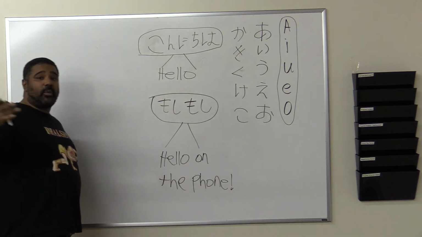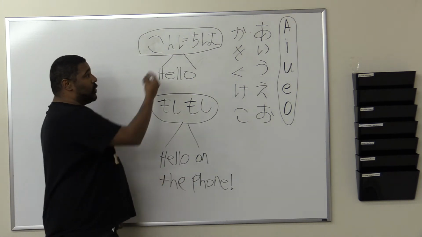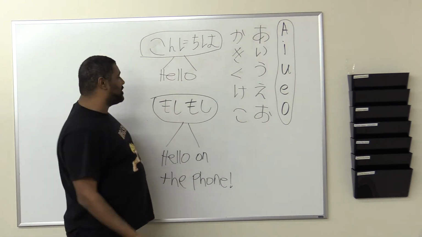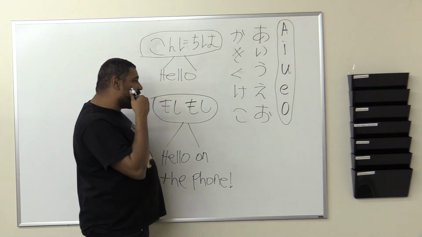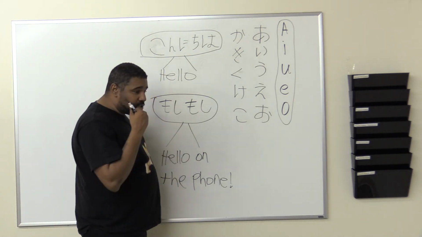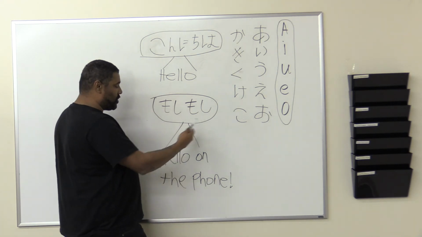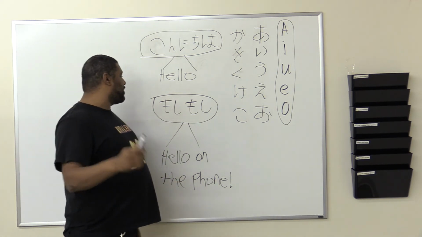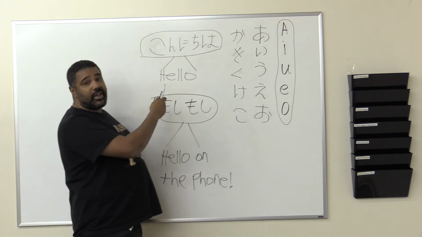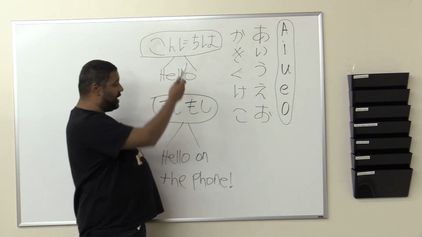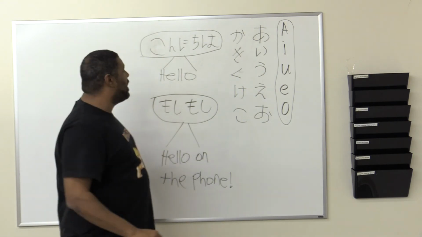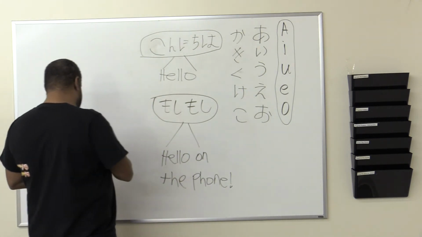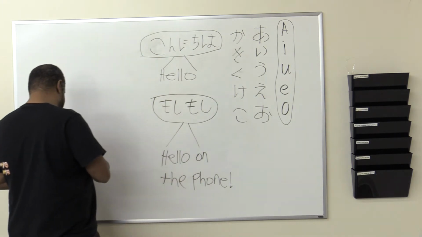So whenever we meet somebody, it's Konichiwa. And that is just your basic hello when you greet somebody. And then you have ring, ring, ring, ring, and your moshi moshi, which is hello on the phone. Two very distinctive hellos. You have to know these. Hello in person, hello on the phone. Very important.